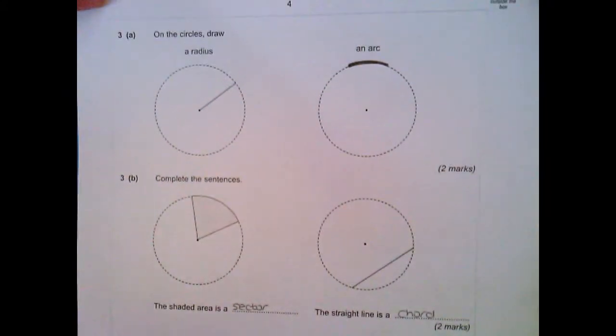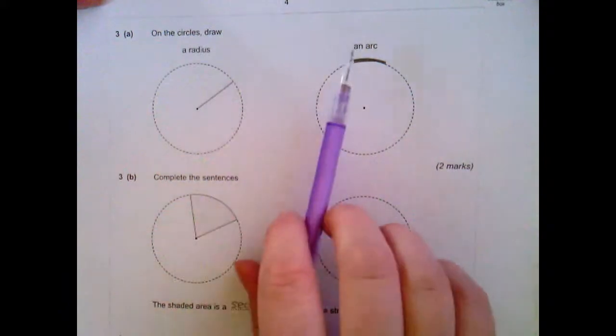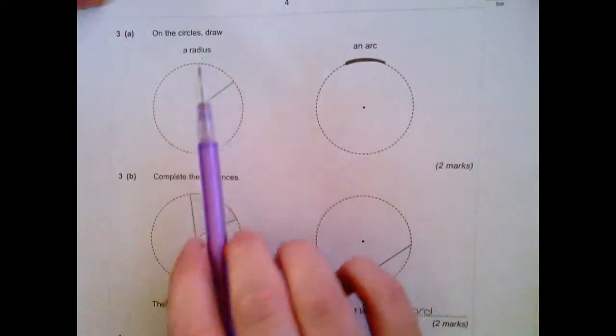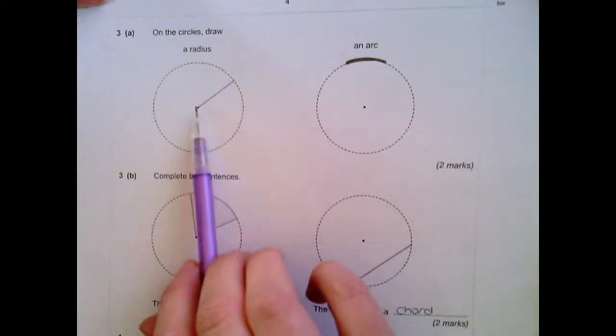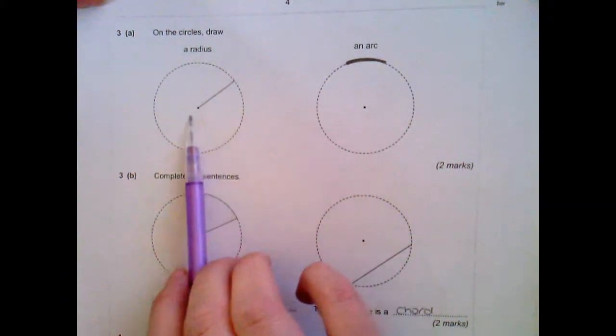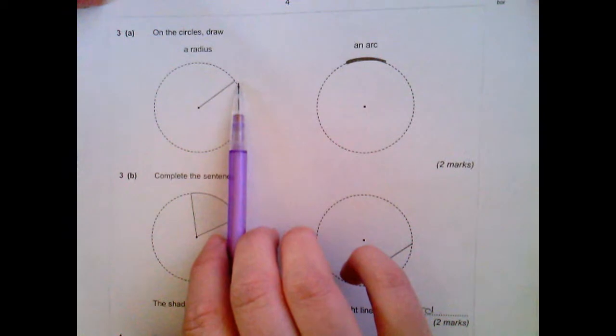Number 3, on the circles draw a radius and an arc. So a radius is a line just going from the middle of the circle out to the circumference of the circle. So that's your radius. The diameter goes the whole way across. Radius is a shorter word, so it's the shorter line.